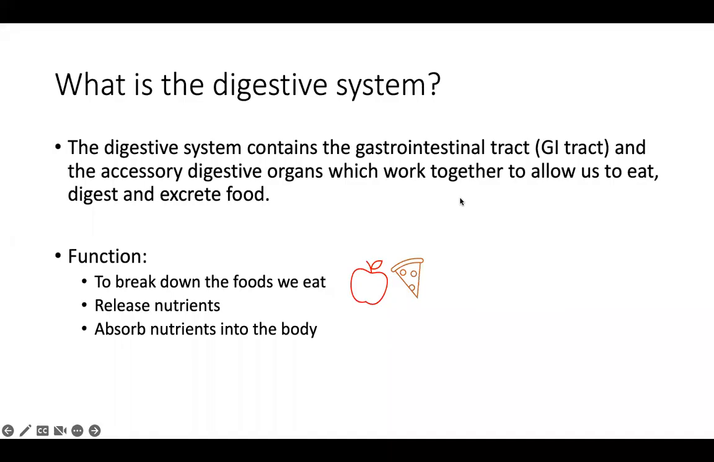So first I'm just going to start off with what the digestive system is. It contains the GI tract and the accessory digestive organs, which work together to allow us to eat, digest, and excrete our food. And the main functions are to break down the foods we eat, to release nutrients, and to absorb nutrients into our body.